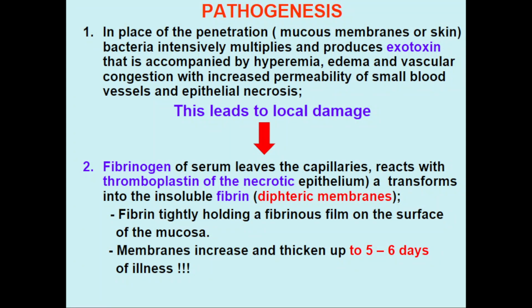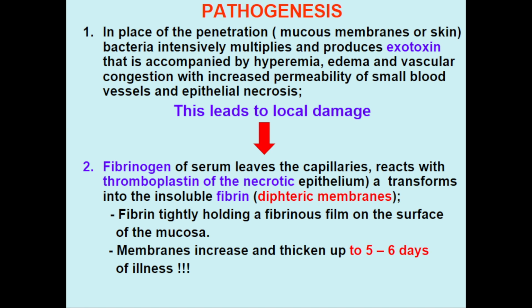Pathogenesis. In the place of penetration, mucous membranes or skin, bacteria intensively multiply and produce exotoxin that is accompanied by hyperemia, edema and vascular congestion with increased permeability of small blood vessels, and epithelial necrosis. This leads to local damage. Fibrinogen of serum leaves the capillaries, reacts with thromboplastins of the necrotic epithelium, and transforms into insoluble fibrin, the diphtheritic membrane. So this is simply fibrin. Fibrin tightly holds a fibrinous film on the surface of the mucosa.